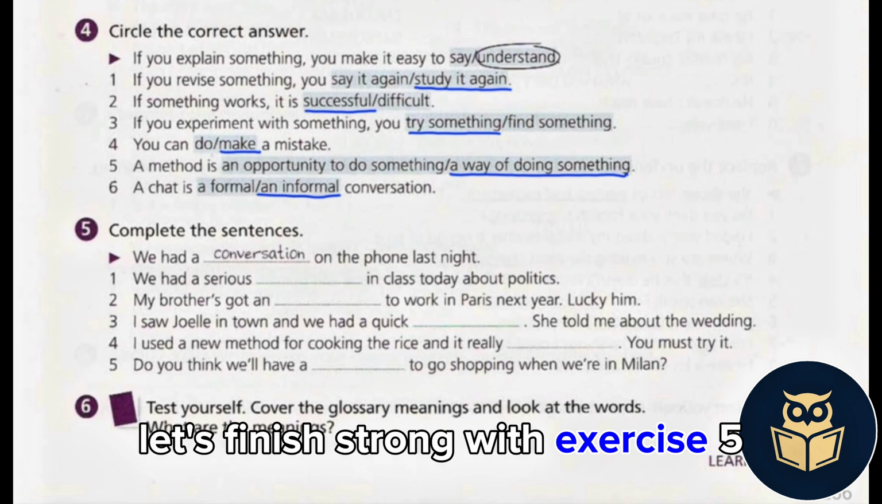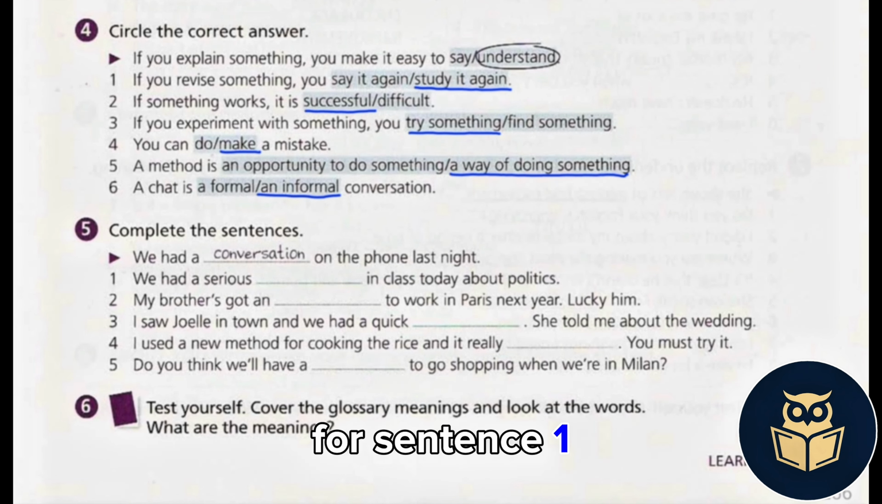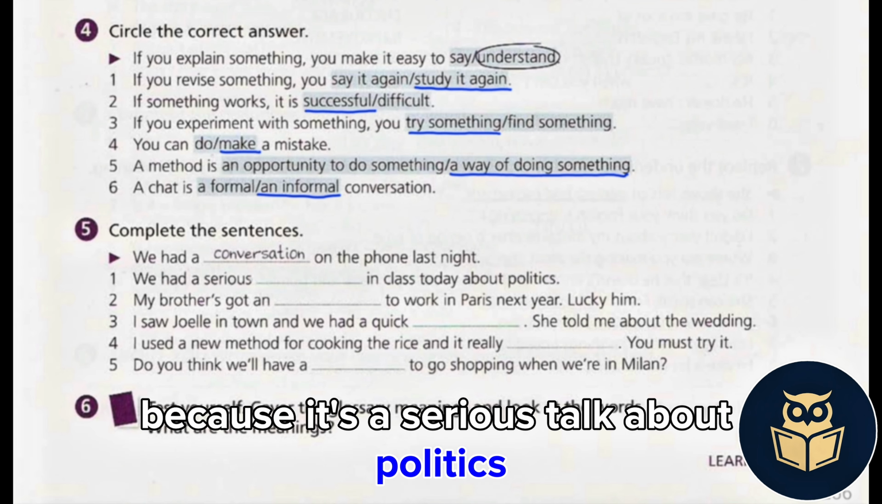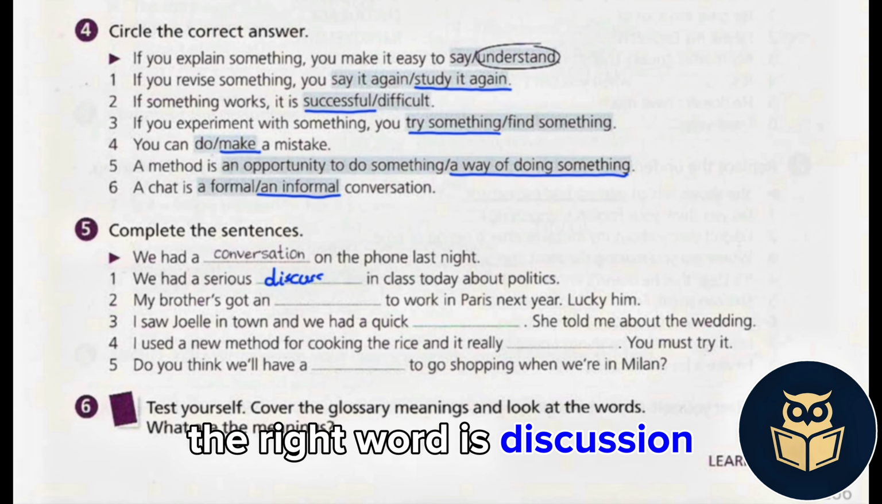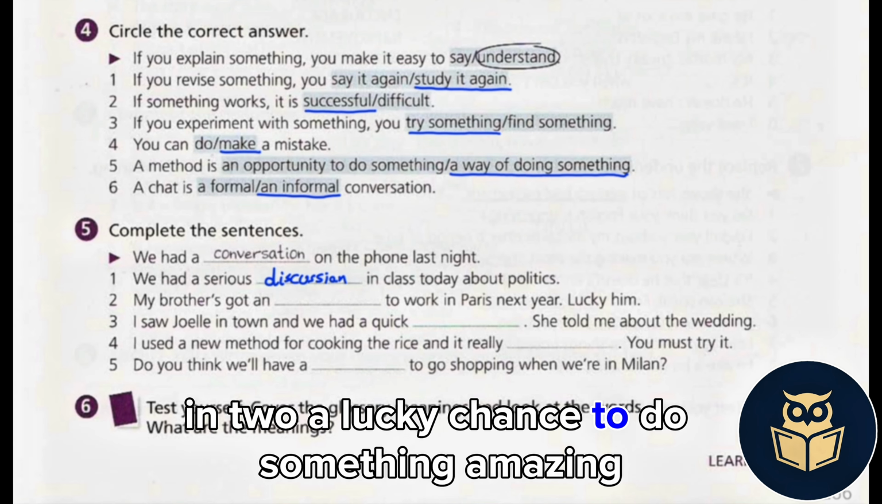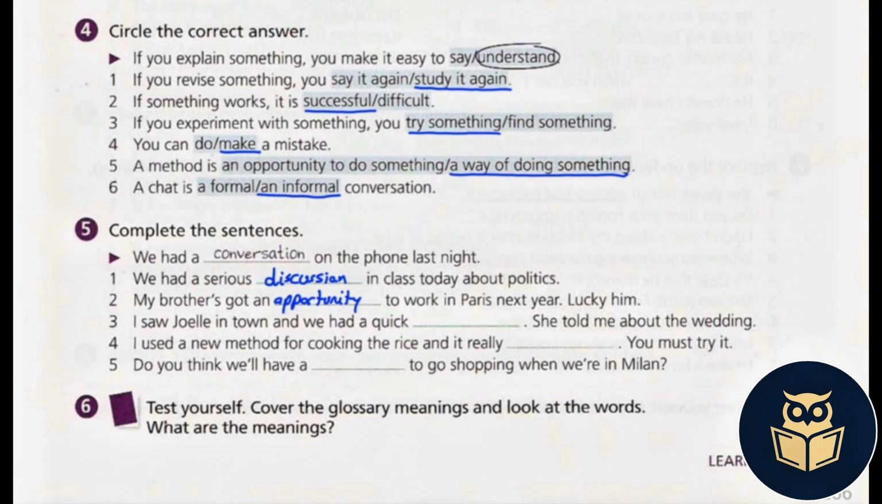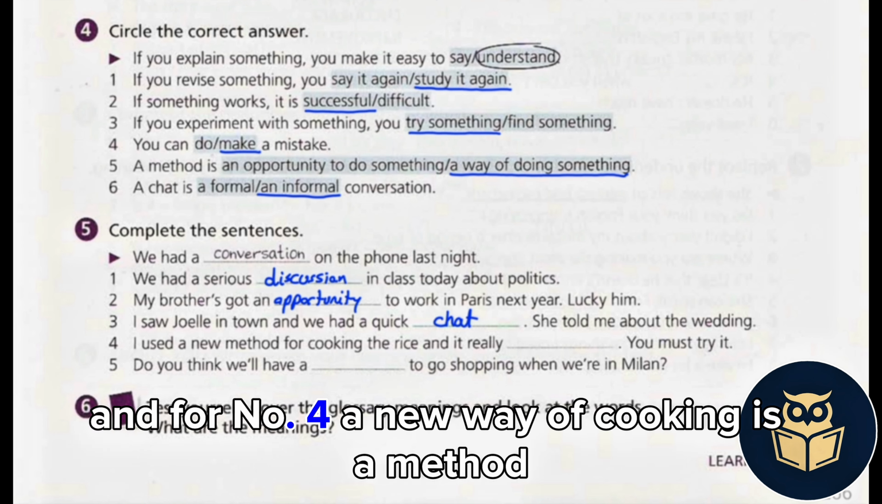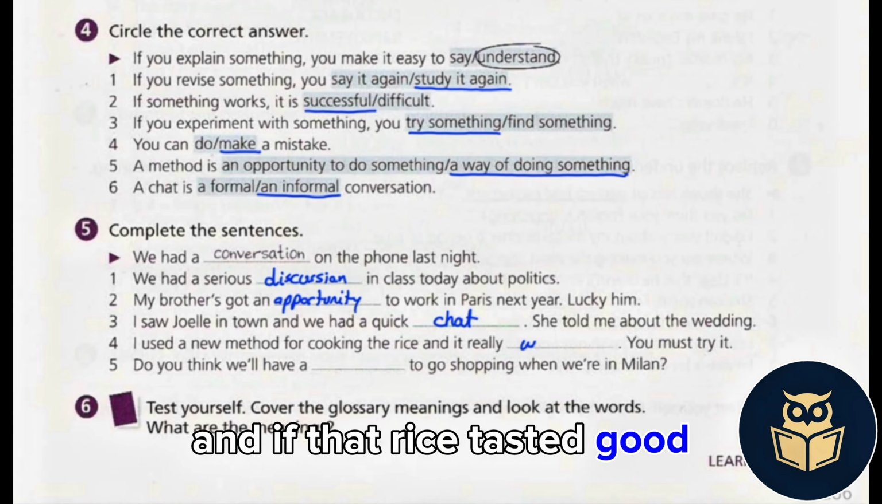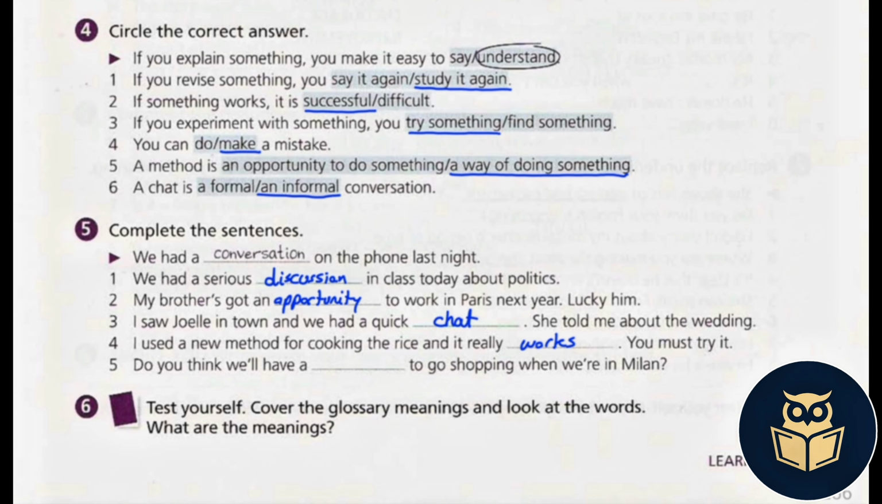Let's finish strong with exercise 5. For sentence 1, because it's a serious talk about politics, the right word is discussion. In 2, a lucky chance to do something amazing, like working abroad, is an opportunity. And for number 4, a new way of cooking is a method, and if that rice tasted good, it means the method really worked.